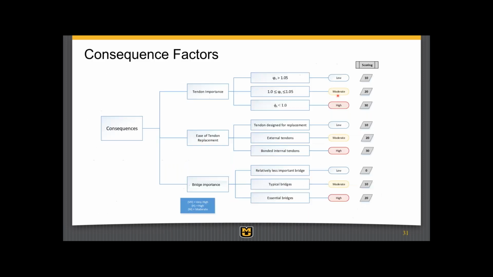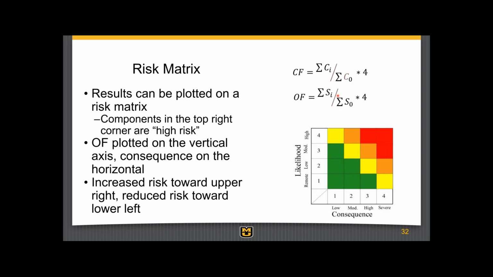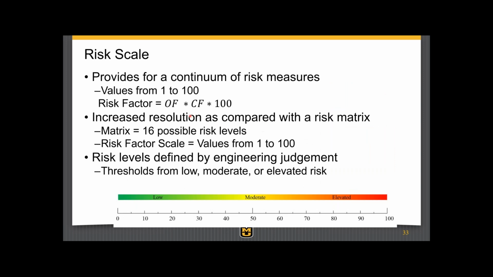All right, so once you've done both those parts, you can plot that into a risk matrix like I've shown here, or along a number line, which is just an expression of that on a value from 0 to 100. There's increased resolution if you use a line. You've got some more flexibility. In the matrix, there's really only 16 possible results, and you get a lot of things that are sort of on borderline.